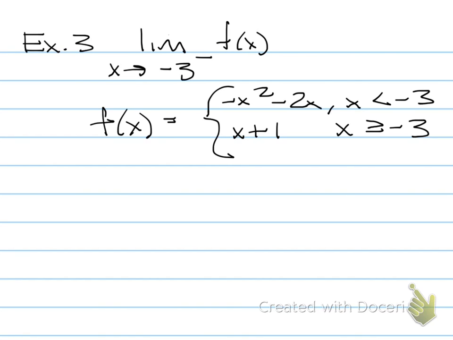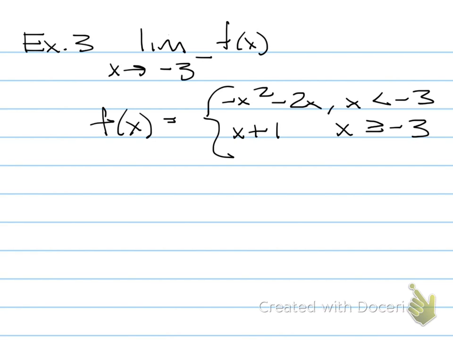And then here we have a break in the function. We have one function for all the values of x less than -3, and for all the values of x equal to or greater than -3, we have a different function. For the x's less than -3, to the left of -3, we have a parabola. To the right of -3 and including -3 we have a line. So we have two different functions on both sides of -3, so there's a break.